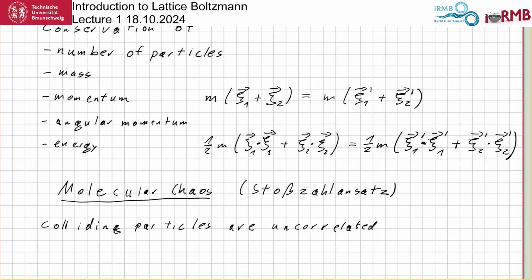But I have to finish my sentence. Sorry. So this means the velocity of particle 1 is not correlated with that of particle 2.